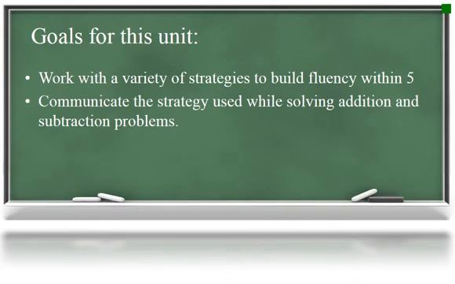Some of the goals for this unit are to work with a variety of strategies to build fluency within 5, and to communicate the strategy used while solving addition and subtraction problems. Students will be building fact fluency through understanding of the strategies they will be using. Students choose, combine, and apply effective strategies for answering quantitative questions, including quickly recognizing the cardinalities of small sets of objects, counting and producing sets of given sizes, counting the number of objects in combined sets, or counting the number of objects that remain in a set after some are taken away.